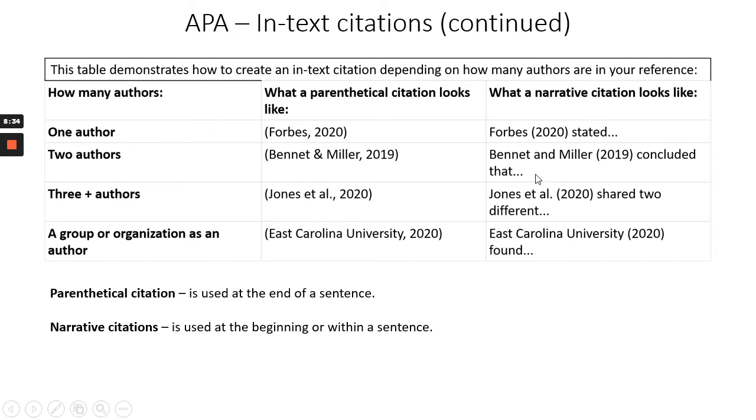And then you have the narrative one, Bennett and Miller, 2019, concluded that, followed by three authors. When you have three or more authors, you have the et al. So Jones et al. 2020 and Jones et al. 2020 shared two different... A group or organization as an author, East Carolina University. When you write East Carolina University 2020 found, so parenthetical citation is used at the end of a sentence, while a narrative citation is used at the beginning or within a sentence.